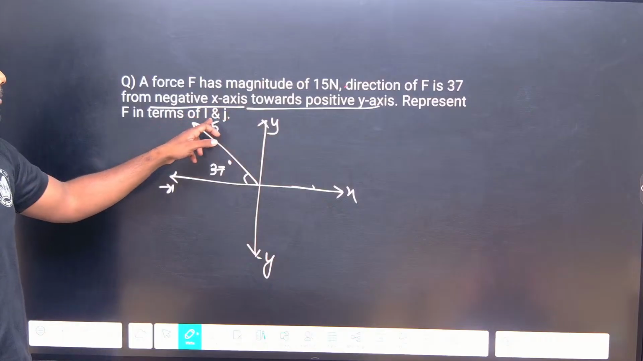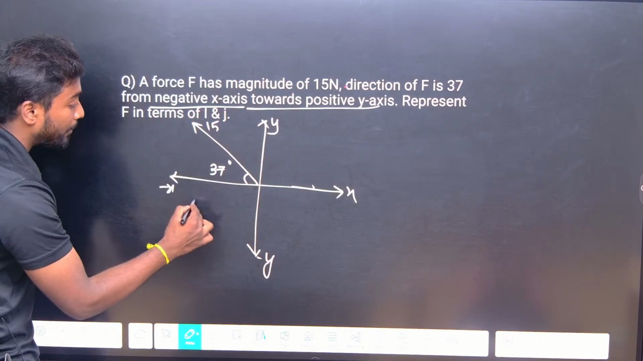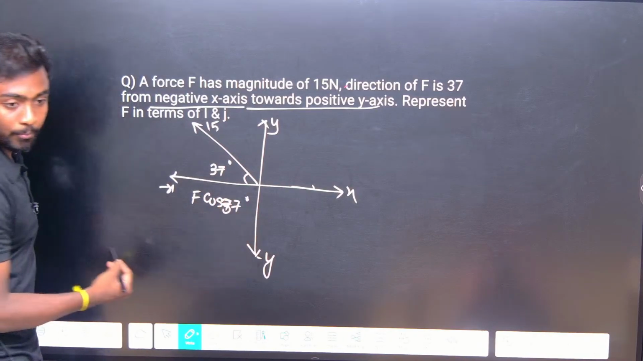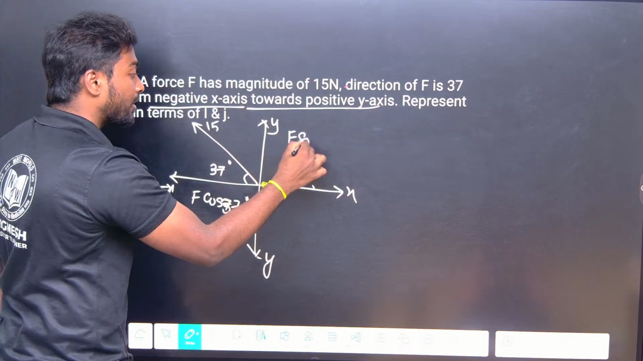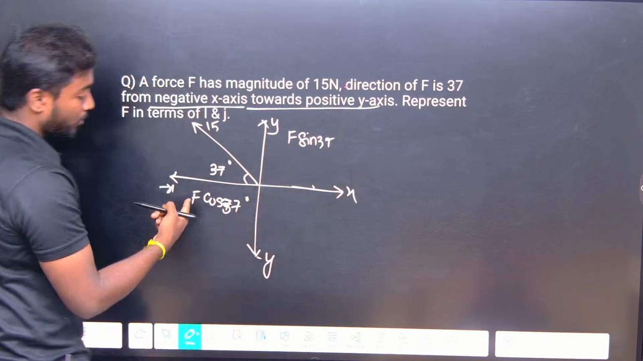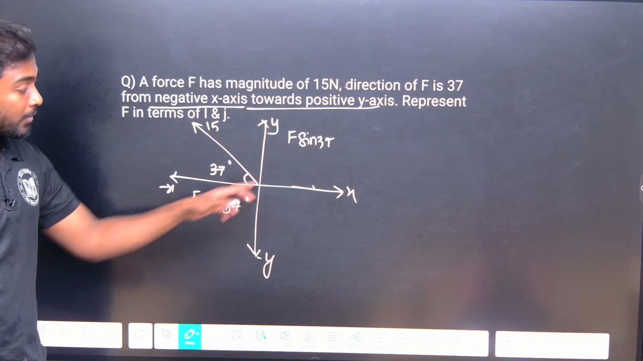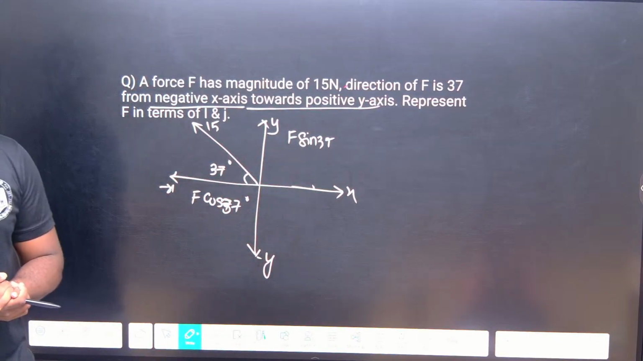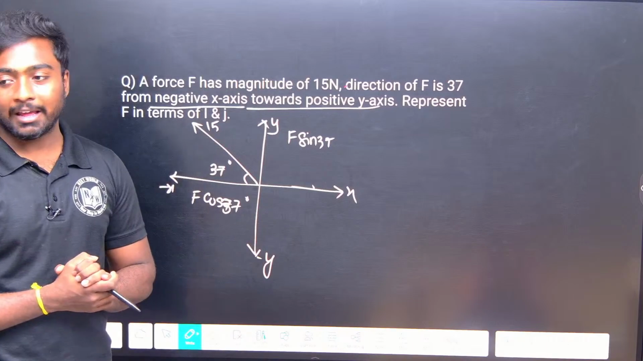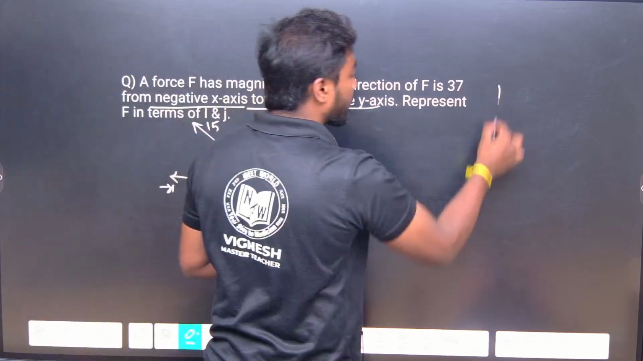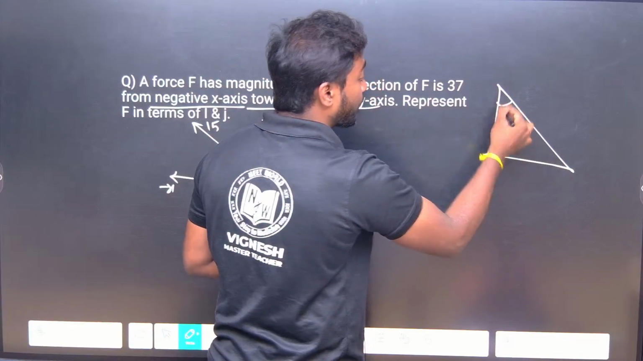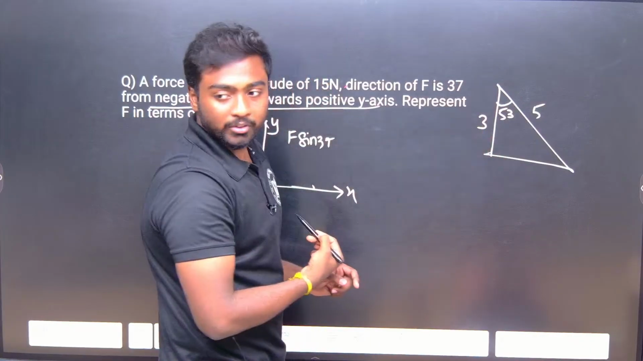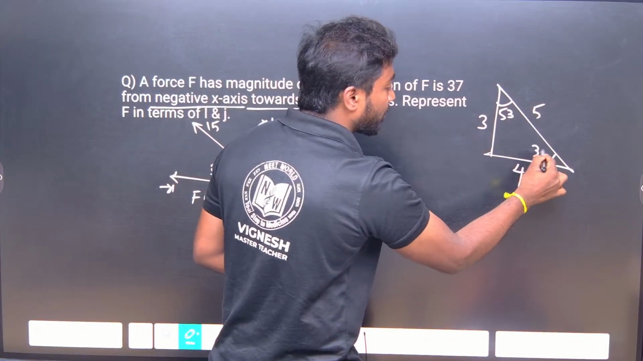Now they have asked to represent it in terms of i and j. So this one will be my F cos 37, and this one F sin 37. This one will be negative because it is the negative direction, and this is the positive direction, so positive will come. So what is sin 37 and cos 37? I told you, 3, 4, 5 triangle. Keep in mind this is 53 degree. The greatest number should be in the hypotenuse, 3 should be the opposite side, and the remaining number is 4. So this is 37 degree.